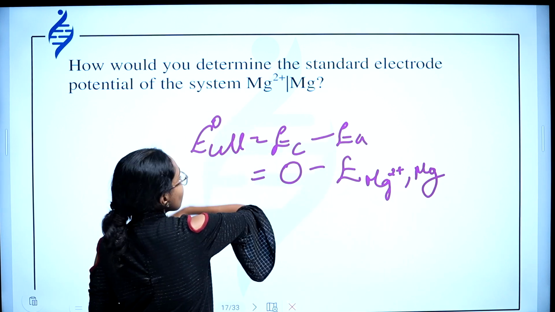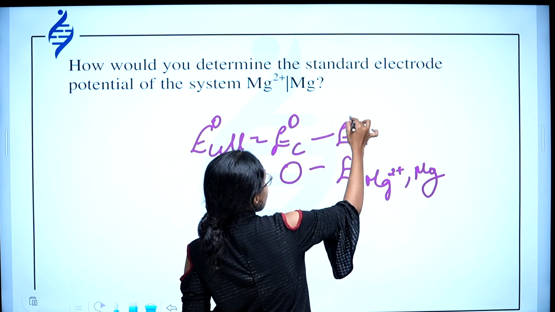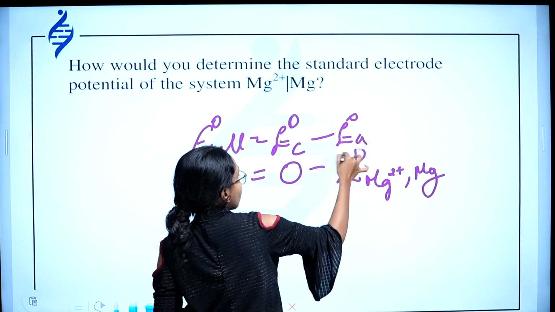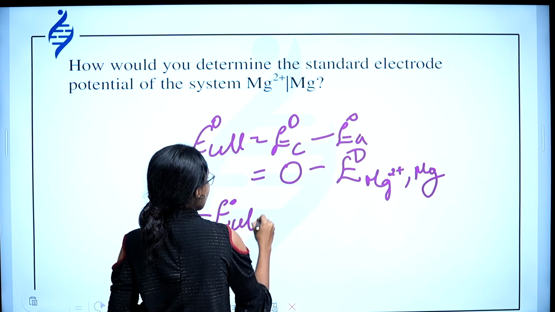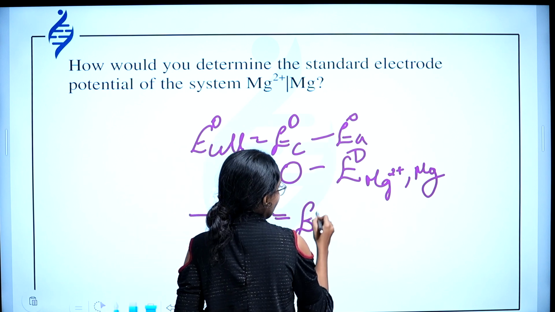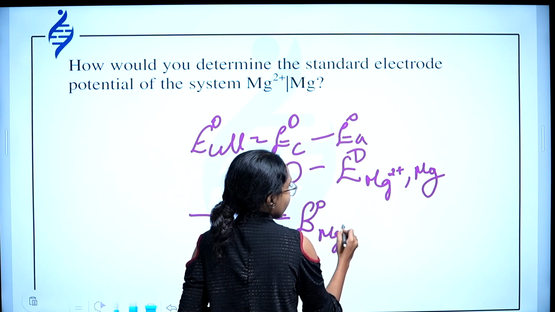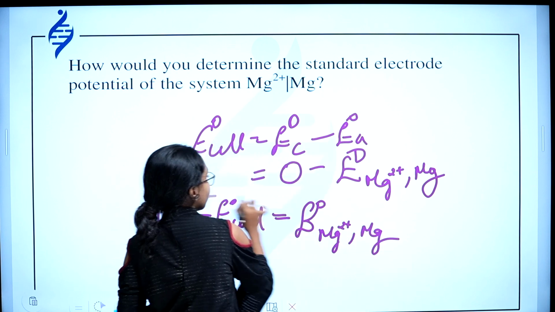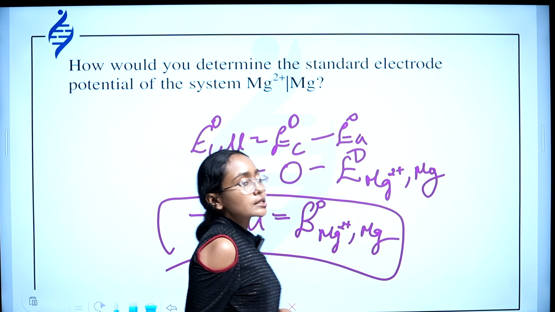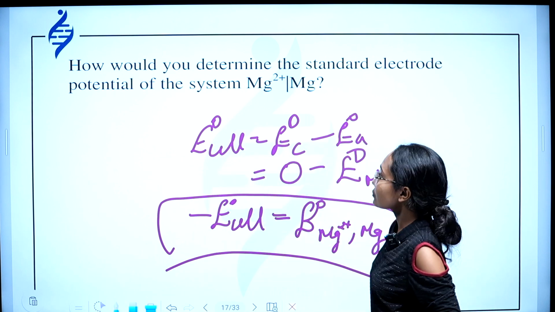They are asking about the standard electrode potential. So just E naught cathode, E naught anode, here E naught. So the negative of E naught cell will give you E naught of Mg2+ and Mg. This is the final answer for this question.